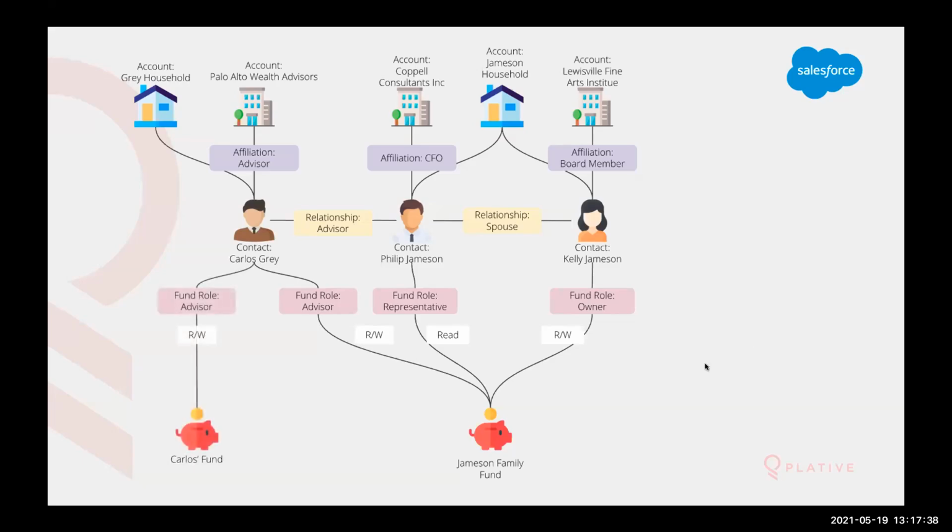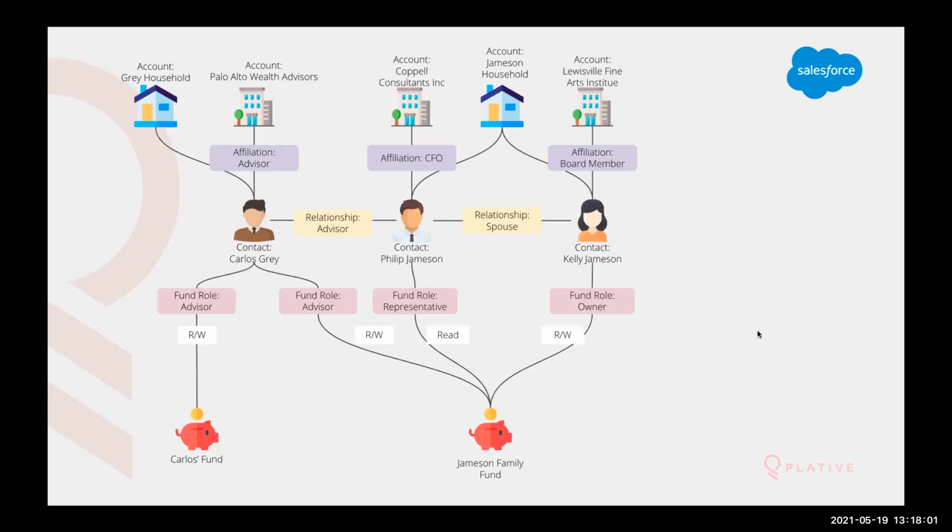I should also point out that Carlos could also have his own personal fund as well. If he was a donor, we could set up a fund for him. And what we're trying to represent here is the fact that advisors have access to multiple people's funds. Some of them they might own, and others they might not own. So we have the capability of doing that.